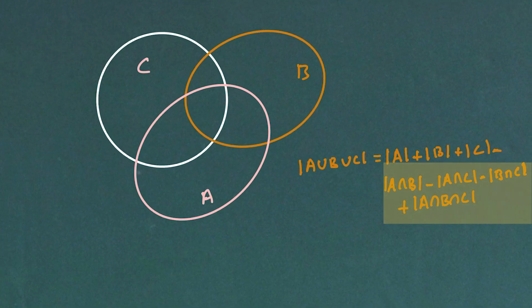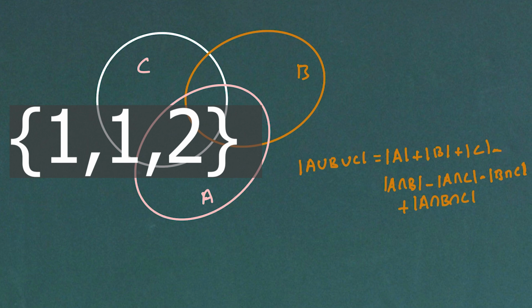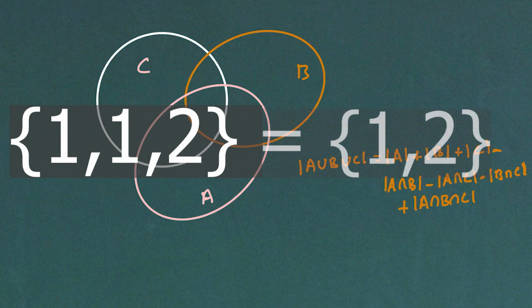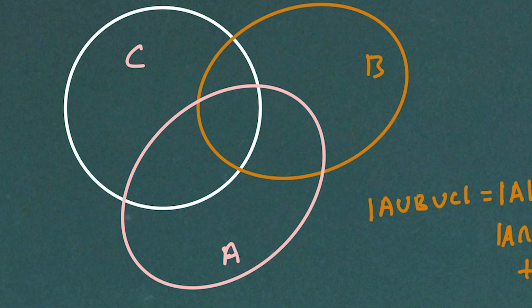Where do these terms come from? Let's say I have the set with these elements inside, where one is repeated twice. In a set, a repeated element is counted as a single element, so the set only contains elements 1 and 2. Because of this rule, a problem arises at the intersections of these circles.